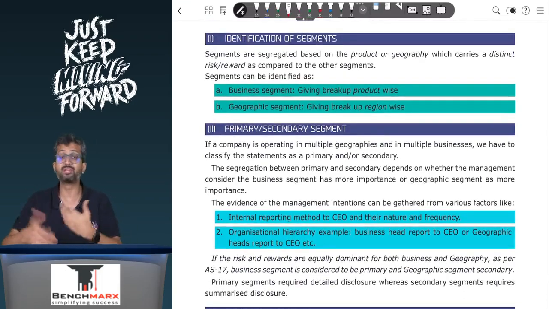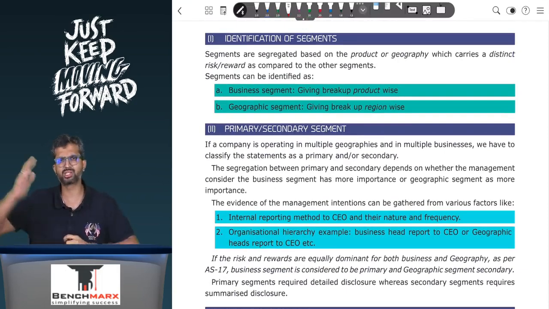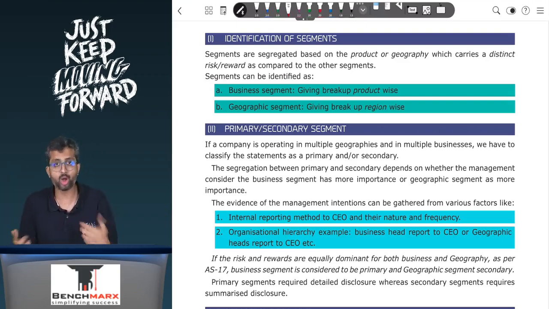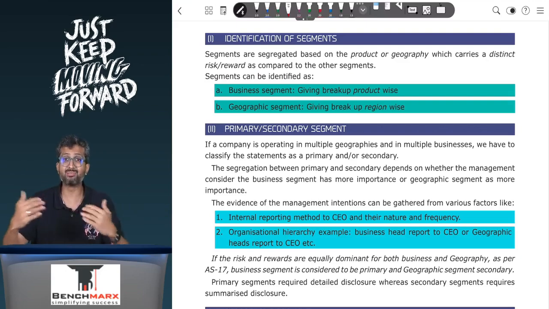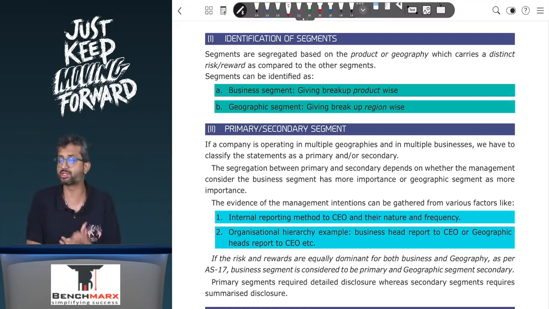Like, if a management is reviewing business performance quarterly or monthly, whereas geographic performance once every year, then business seems to be more important. Or if the organizational hierarchy is made in such a way that at the top there are business heads and below there are geography heads, in which case business is more important.